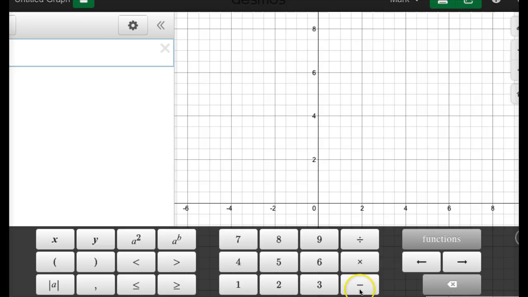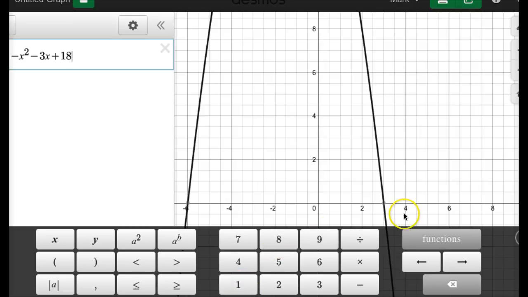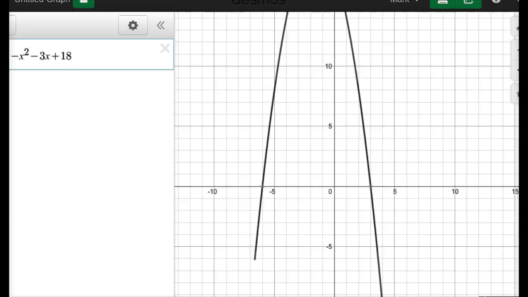And you type in, there's a negative sign over here. Negative x squared. And you could use the negative sign from your keyboard, or you just type in negative sign. You just put a minus. X is -6 or 3. Minus 3x, plus 18. Plus 18. Now, you might have to scroll up.